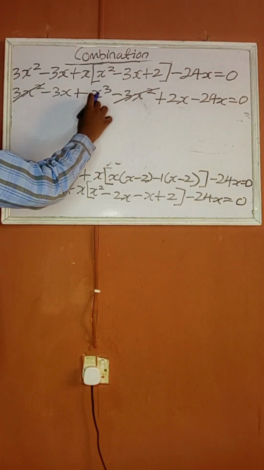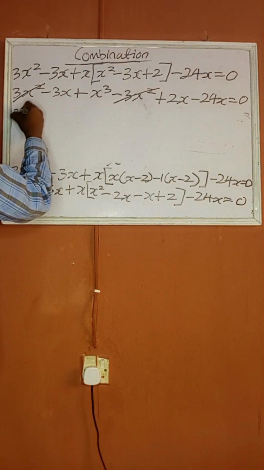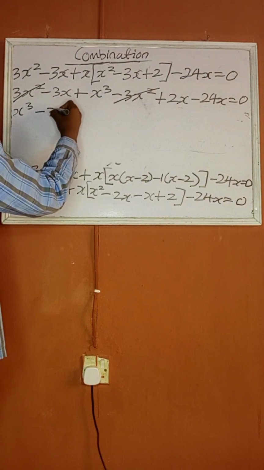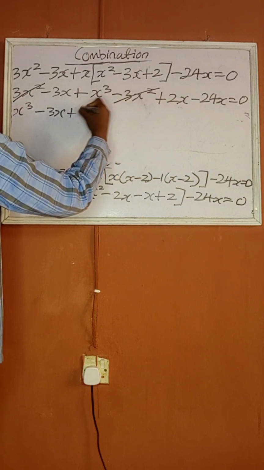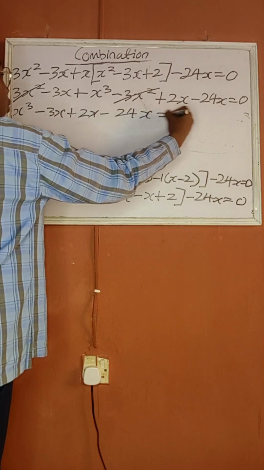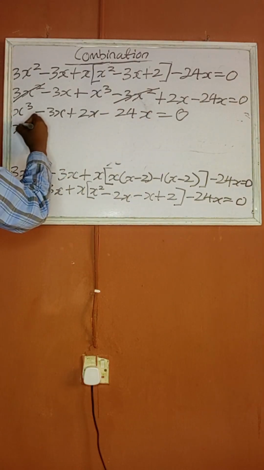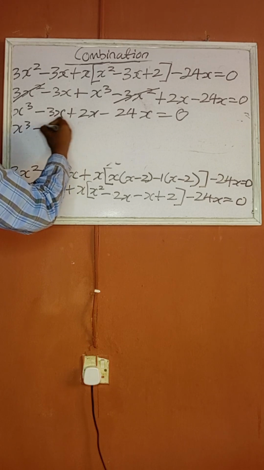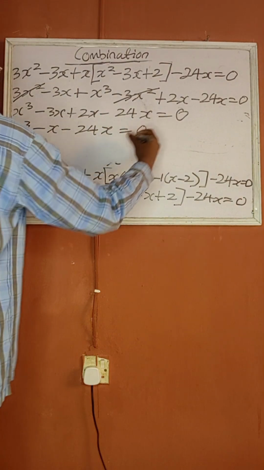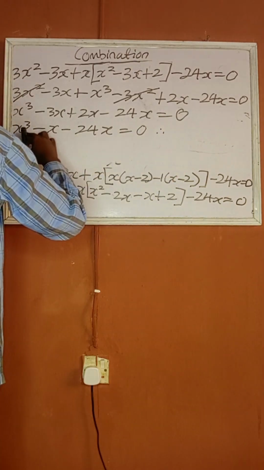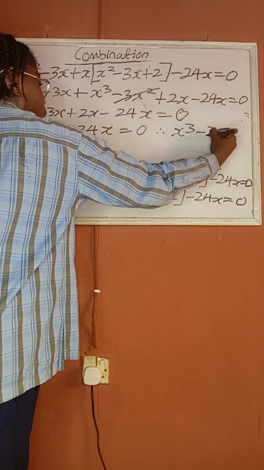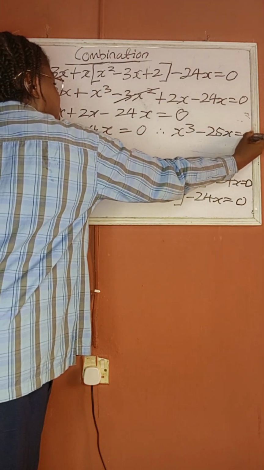And then we bring out this power because it's the highest, we bring it first, x cubed minus 3x plus 2x minus 24x is equal to 0. So that's going to be x cubed, minus 3x plus 2x is minus x, minus 24x is equal to 0. Therefore, that's going to be x cubed minus x minus 24x is minus 25x is equal to 0.